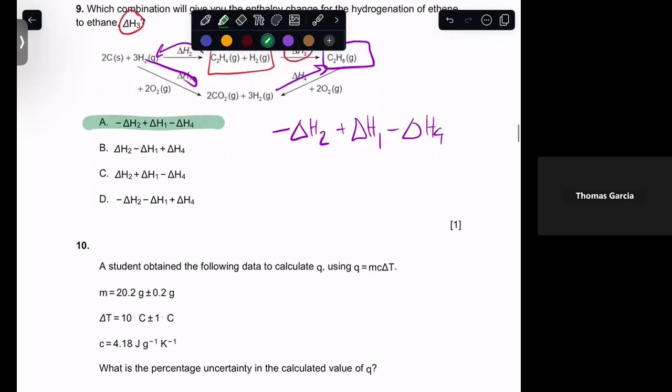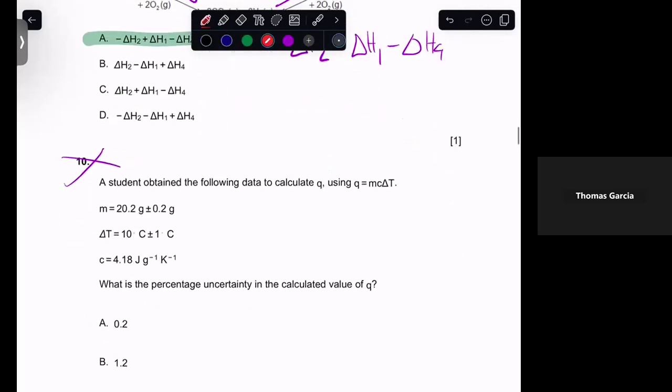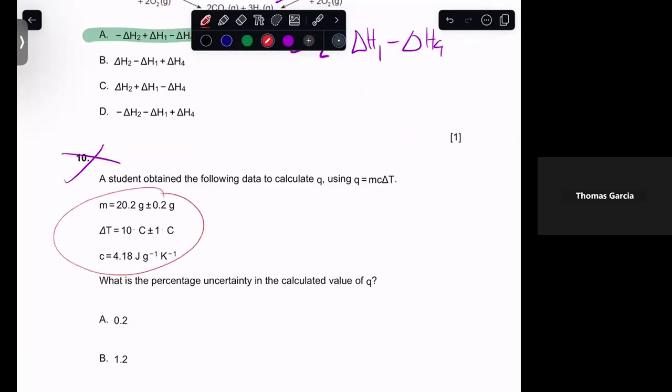All right. Number 10 is a question I removed from the test. Don't worry about it, because for the record, I thought we were calculating this, and didn't read the question fully when I put it in. Calculating percent uncertainty. I'll give you a quick approximate of how to do it. We just add uncertainties. So here, the uncertainty is 0.2 divided by 20.2, which is about 1%.